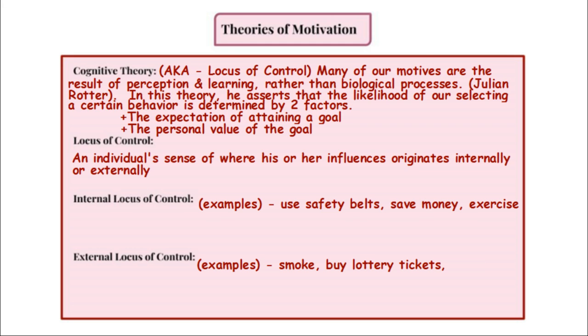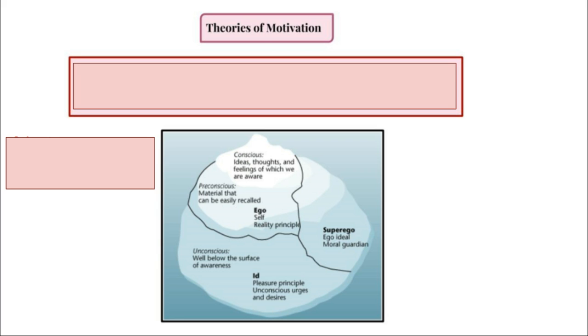Whereas an individual who has an external locus of control looks at factors outside of themselves that might motivate them, like, I'm going to smoke because I just want to smoke. Maybe I'll buy lottery tickets. Maybe I will engage in some maybe unsavory behavior because they feel like if anything bad is going to happen to them, it's not coming from themselves, but coming from somebody or something outside of them.